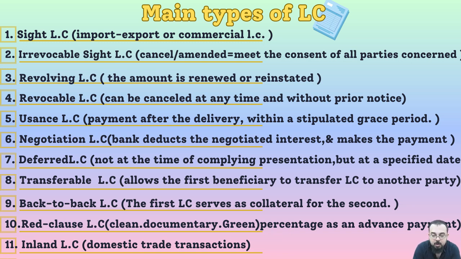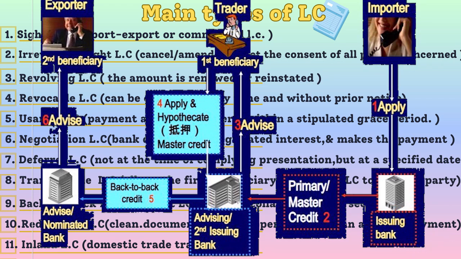Back-to-back LCs are actually made up of two distinct LCs. One issued by the buyer's bank to the intermediary and the other issued by the intermediary's bank to the seller. With the original LC from the buyer's bank in place, the broker goes to his own bank and has a second LC issued with the seller as the beneficiary.